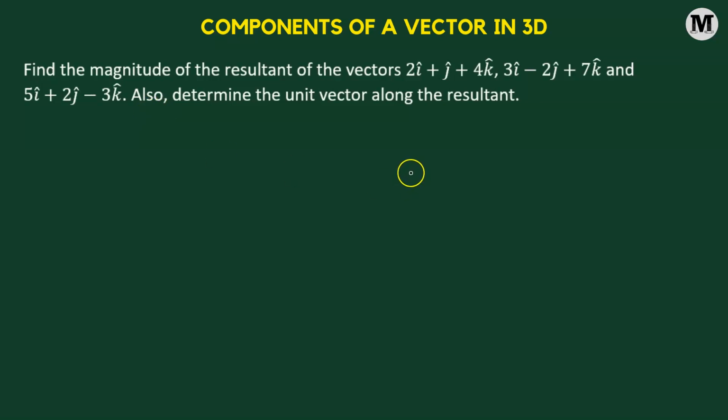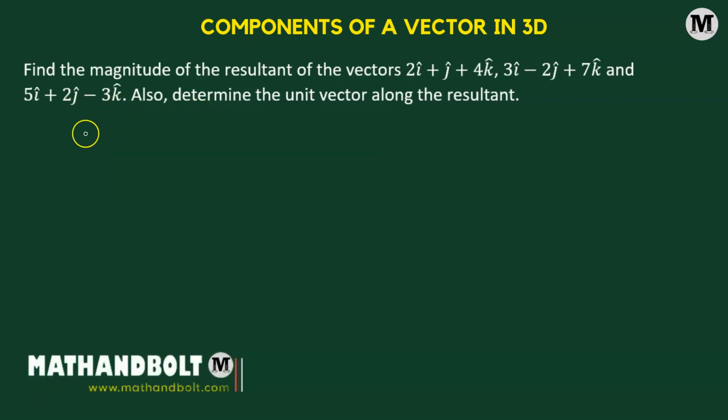Find the magnitude of the resultant of the vectors 2i cap plus j cap plus 4k cap, 3i cap minus 2j cap plus 7k cap, and 5i cap minus 2j cap minus 3k cap. Also, determine the unit vector along the resultant.